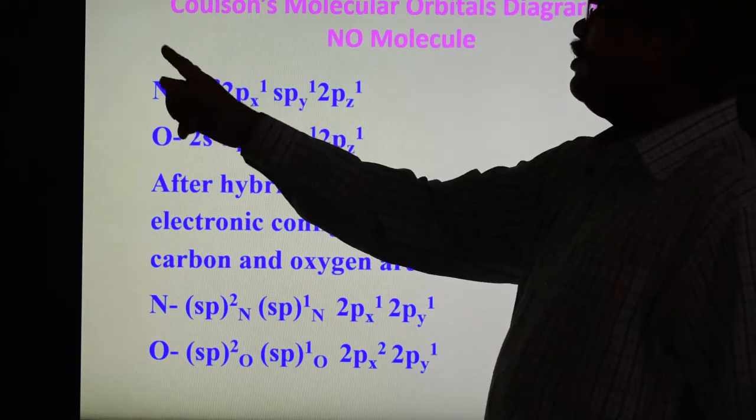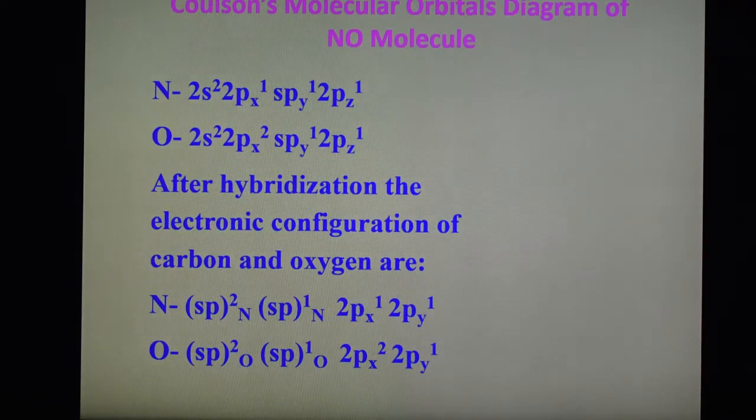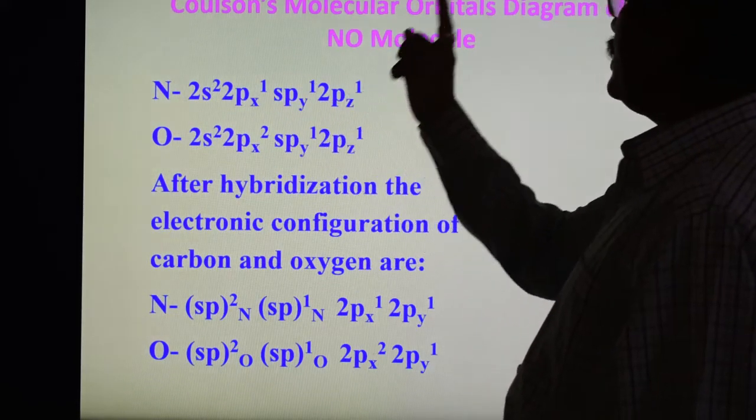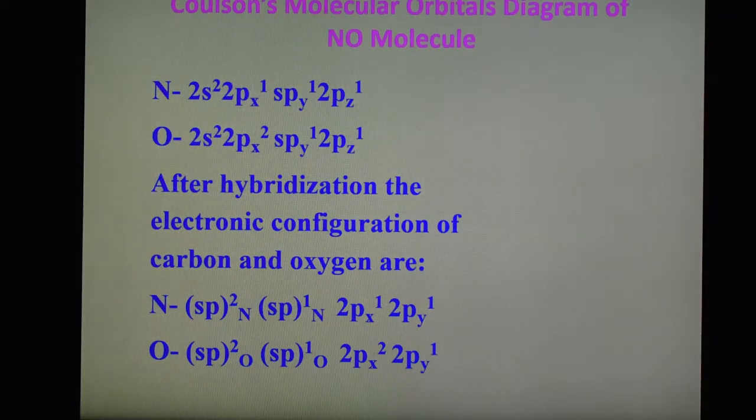In place of carbon, now here is nitrogen, and nitrogen has atomic number 7. So the valence shell configuration is 2s2, 2px1, 2py1, 2pz1. Oxygen again the same: 2s2, 2px2, 2py1, 2pz1.